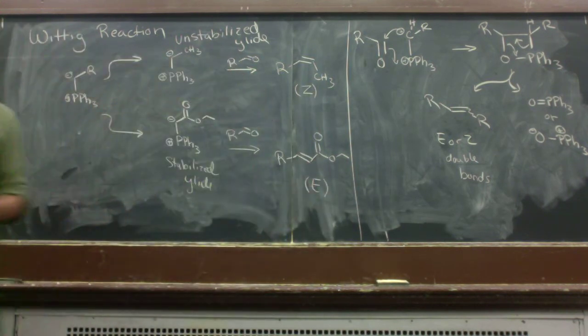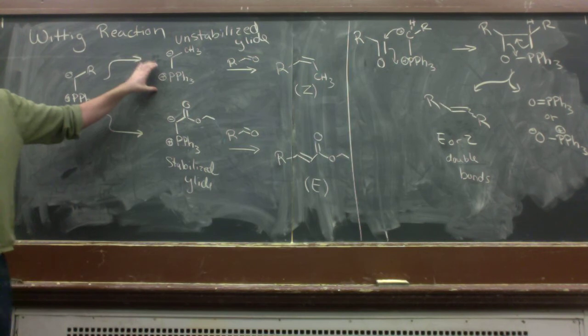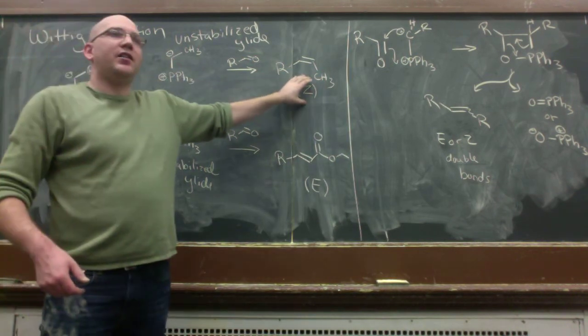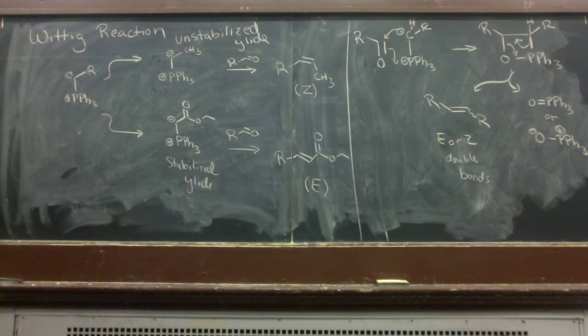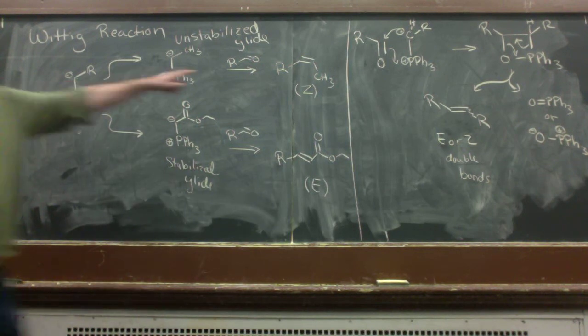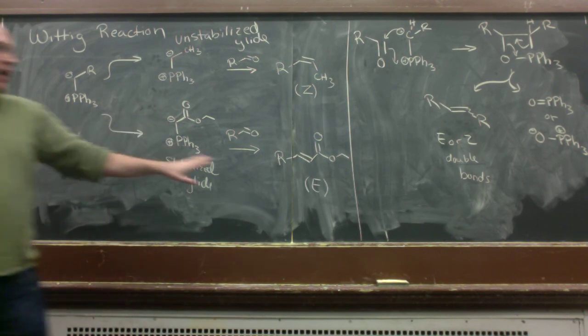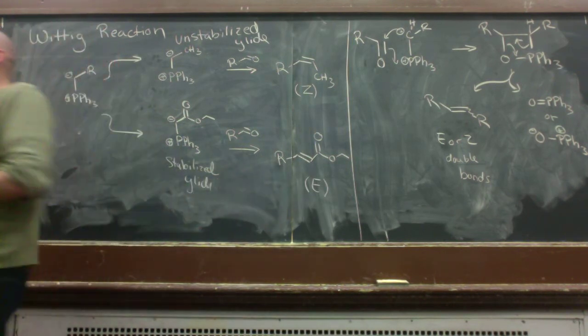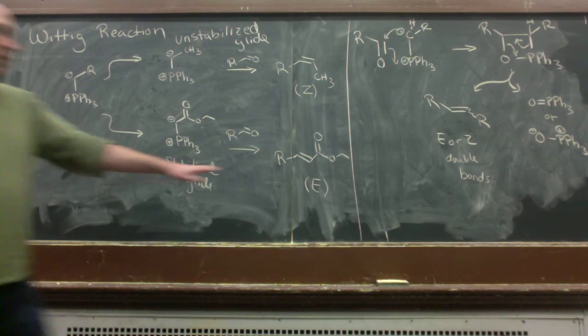The trend basically is that if your ylid is unstabilized, you get the higher energy species, the Z alkene, which you might imagine is going to be higher in energy, right? The two groups are close to one another, so this is higher in energy. If you have a stabilized ylid, you're going to get the more stable E alkene shown here.